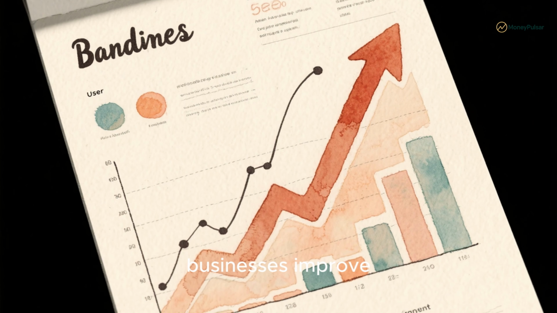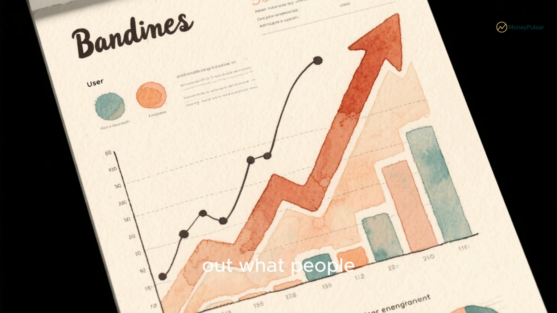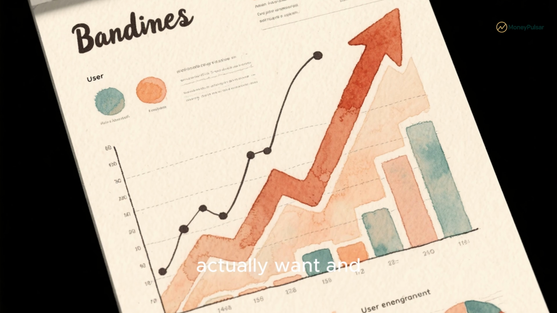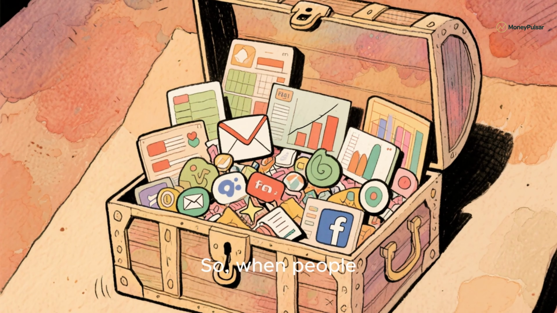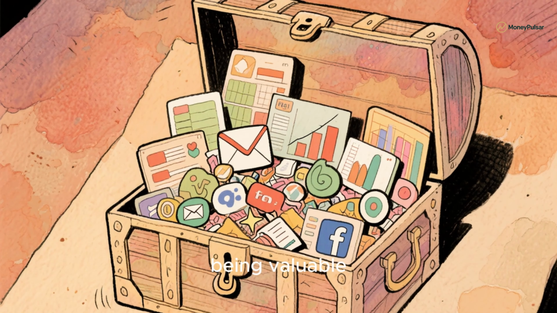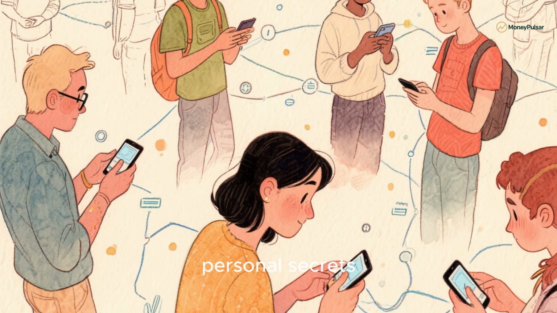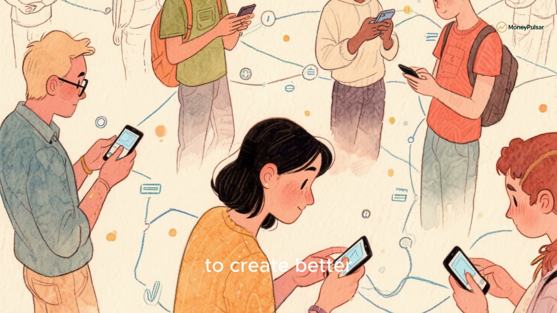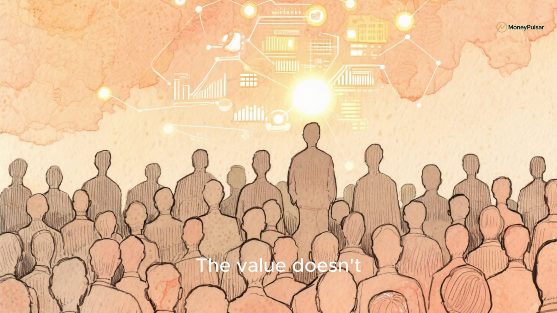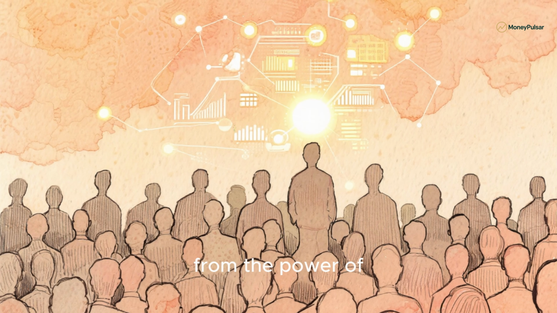Patterns help businesses improve their content, design better products, and ultimately figure out what people like you and me actually want and need. It's about making smarter decisions. So, when people talk about data being valuable, this is the system they're talking about. It's not about selling your personal secrets. It's about understanding collective behavior to create better experiences for everyone. The value doesn't come from your individual identity. It comes from the power of the crowd.